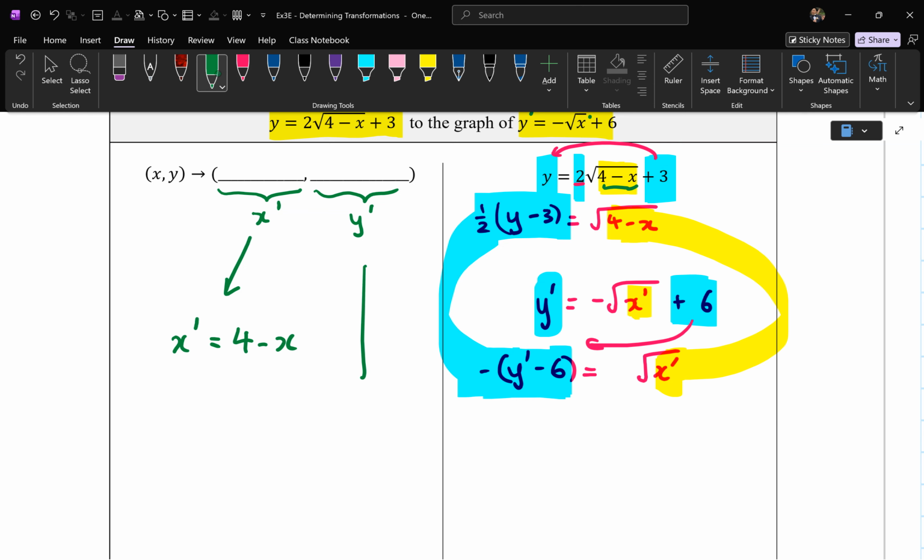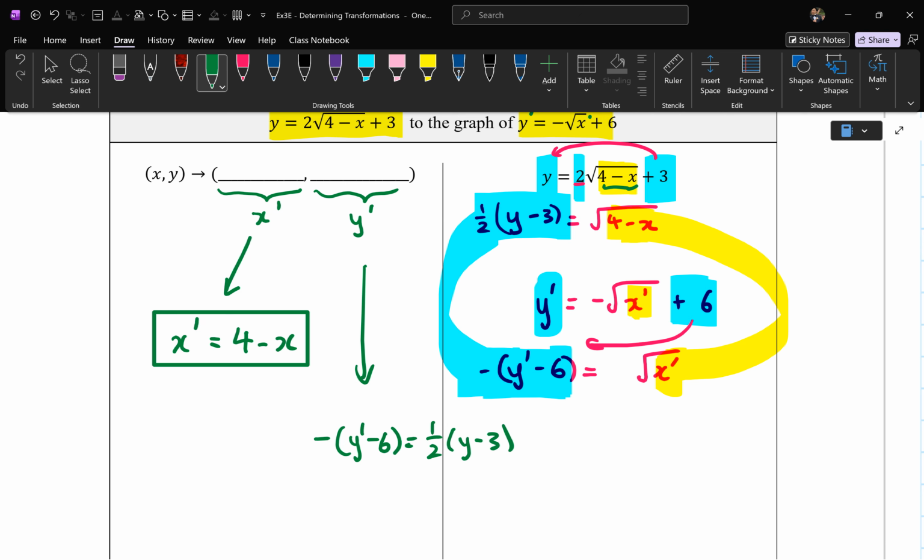So if I do that, you now get negative bracket y dash minus 6 is equal to half y minus 3. There we go. And now from here, this one's already sorted. You know what x dash is. You're done with that one. There's nothing you need to do. But this one, you need to rearrange. Our goal is to find y dash.